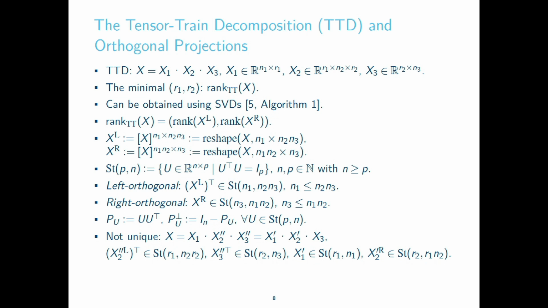The rank can also easily be obtained by the matrix ranks of the left and the right unfolding of the tensor, which is defined as follows. It's just a reshape operation on the tensor.